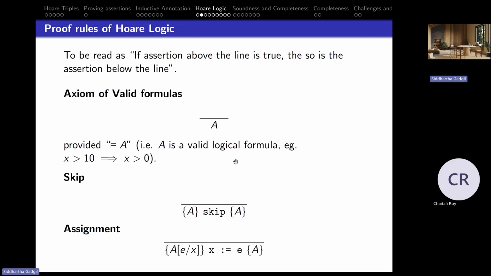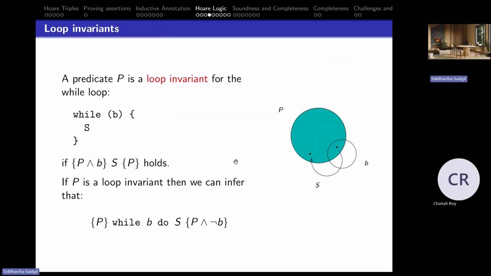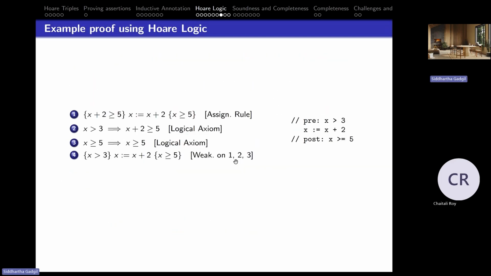E is, for example, think of E as X plus Y. So X is assigned X plus Y. So in A, you replace every occurrence of X by this expression. So here's an application of that assignment rule. The statement here is X is assigned X plus 2, and so E is X plus 2, and the post condition is that X should be at least 5. And so what should be the precondition, such that when I do the statement, I come out in a state satisfying X is greater than or equal to 5? If you think about it, it's basically saying that X should be at least 3.